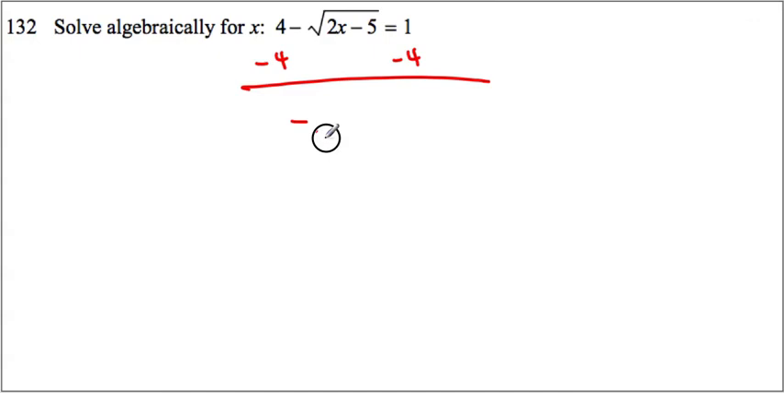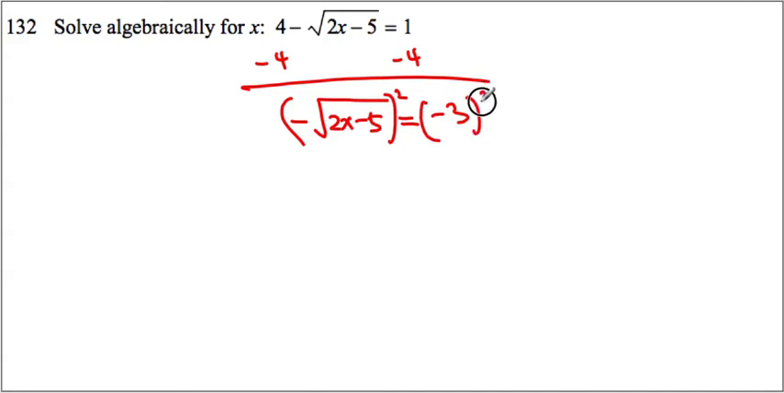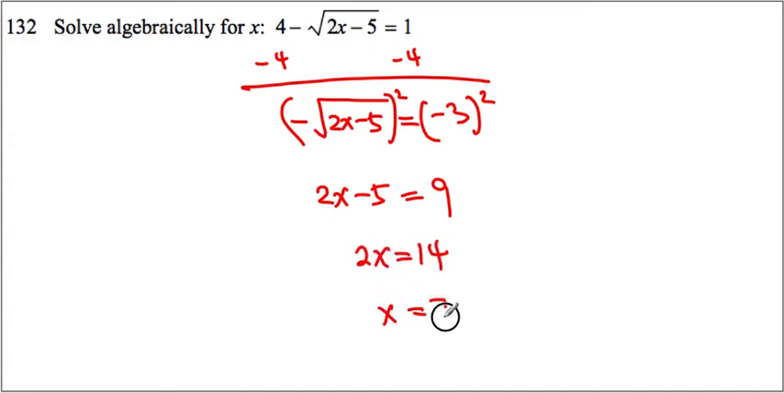Then we get negative square root of 2x minus 5 is equal to negative 3. Once again, to get rid of the negative sign, we're going to square both sides. Then here we get 2x minus 5, because negative times negative becomes positive, the radical disappears. And on the right side, we'll get 9. By adding 5 to each side, we get 2x is equal to 14. Then x equals 7.